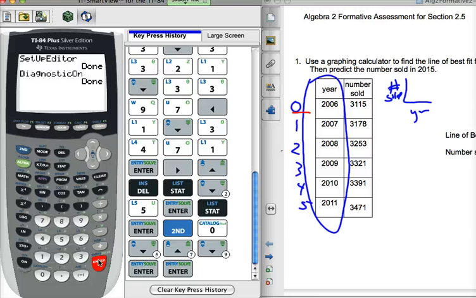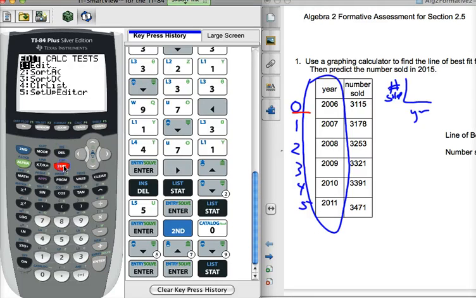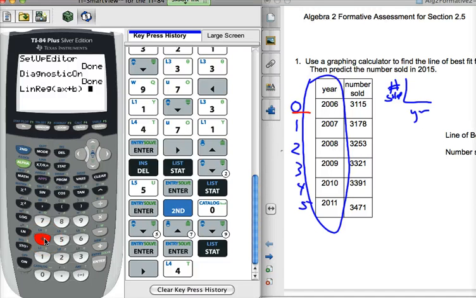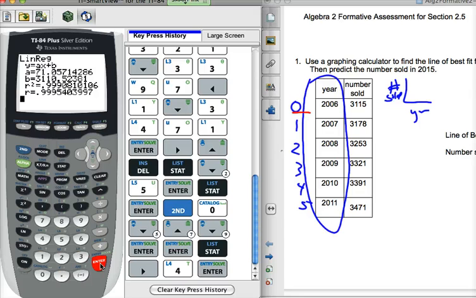Okay, so I've got numbers in a list. Now I want to come up with an equation. So I'd hit stat, arrow to calc, and then number 4. Now I can just hit enter right now and I'd get an answer. My answer would use whatever was in L1 and L2, which would be good in this situation. You can see that I've got y equals ax plus b instead of mx plus b. So a is my slope. My slope's approximately 71, and b is my y-intercept, which is approximately 3,110.5.